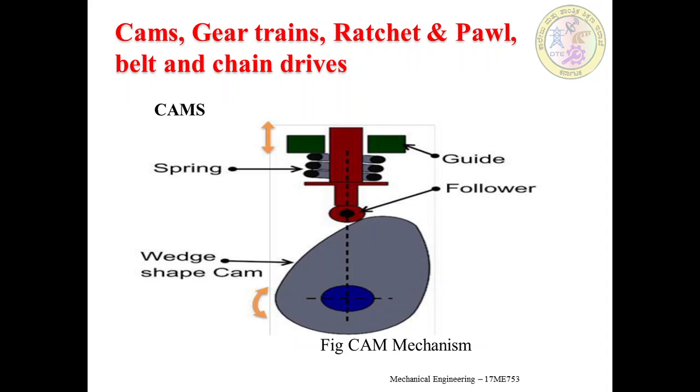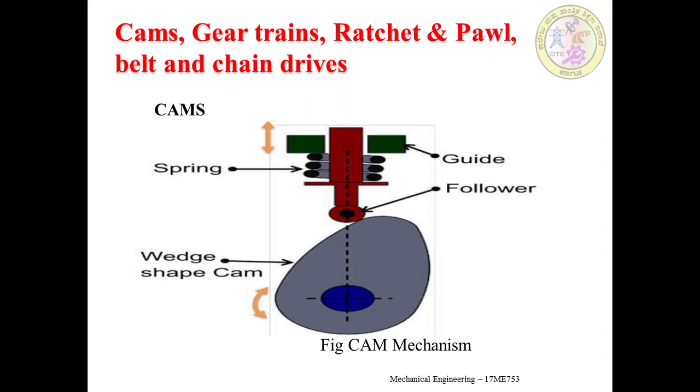Next we'll go for cams, gear trains, ratchet and pawl mechanisms, and belt as well as different types of chain drives. First we'll take cams. Cams are mechanical devices which are used to generate curvilinear or irregular motion of mechanical elements. They are used to convert rotary motion into oscillatory motion or oscillatory motion into rotary motion.